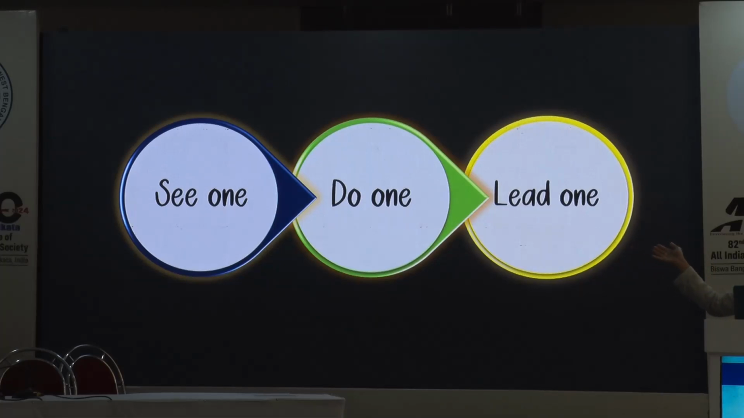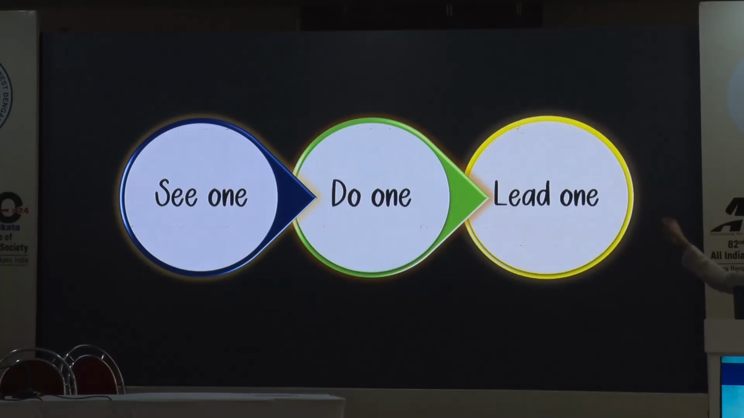So this is the concept which a fellowship is built on. See one, do one, and lead one. And how I like to put it across is that your fellowship is kind of divided into 3 categories. The first third of your fellowship is when you are seeing one. That means you're observing. So everything that you do is about observation. Observing your seniors, observing your mentor, and observing the entire system, and building on it, right?